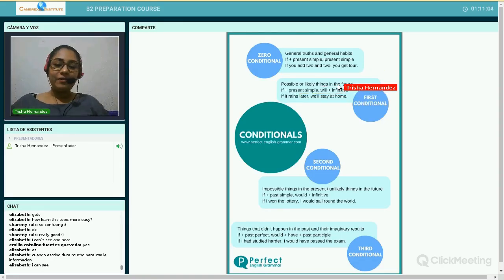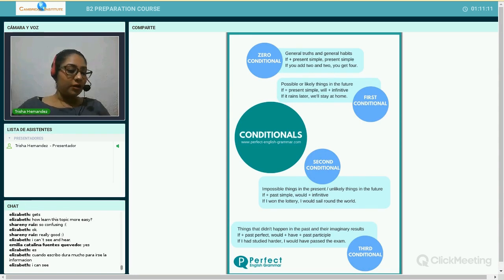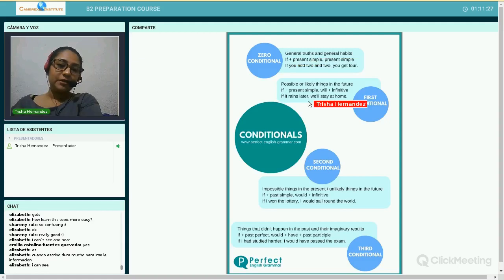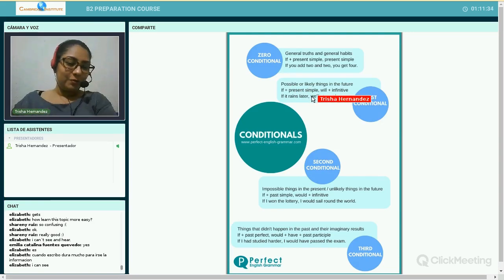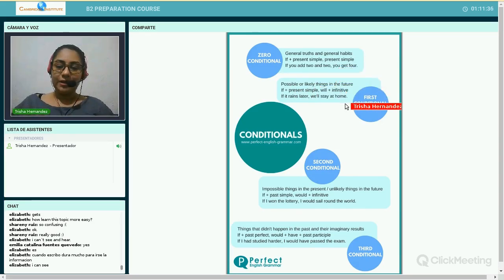Okay, here we have some general explanations for the conditionals. Conditionals are also known as the if clauses. Why the if clauses? Easy, because if you see, here it says zero conditional and we have a short explanation, and we have if plus present simple. I'm going to explain it like this, the last topic, okay? You're going to realize that this one is really easy.